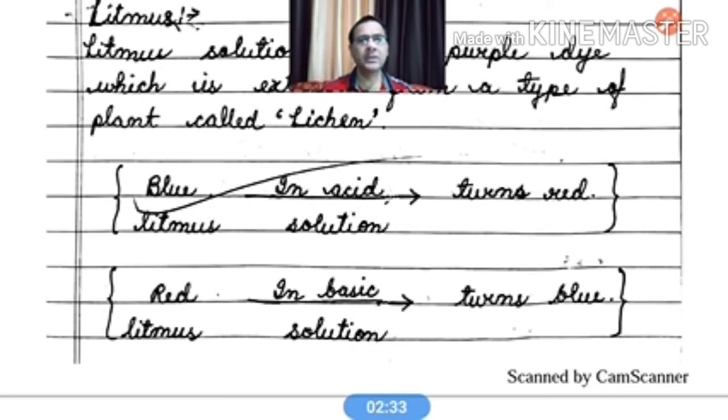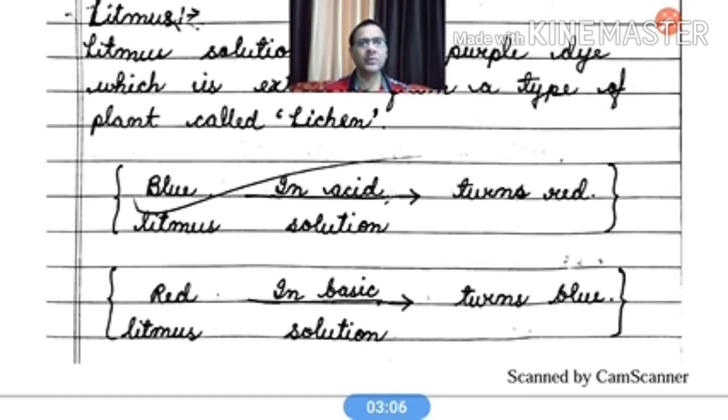See, if we add blue litmus paper or blue litmus solution in the acid, then it turns red. And if we add red litmus in the basic solution, then it turns blue. Actually litmus is also available in two types. One is litmus paper and another one is litmus solution. So either we use litmus paper or we use litmus solution, we can use both.